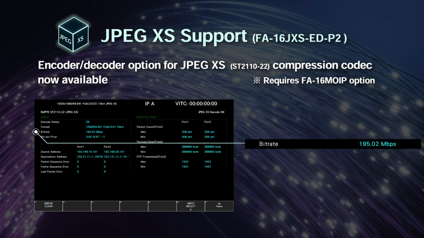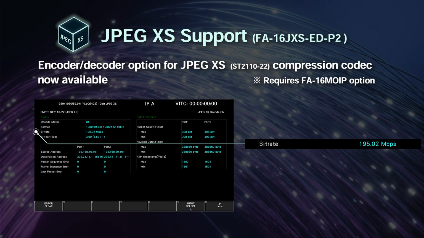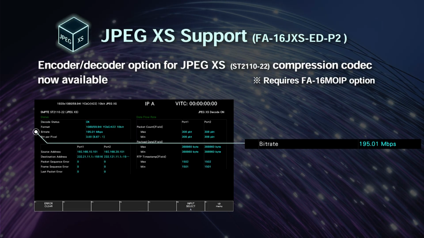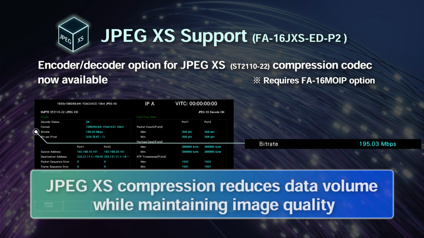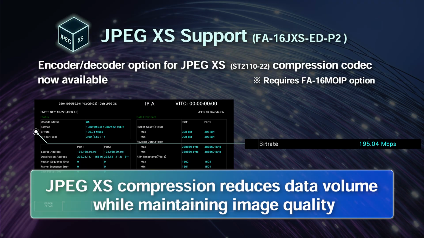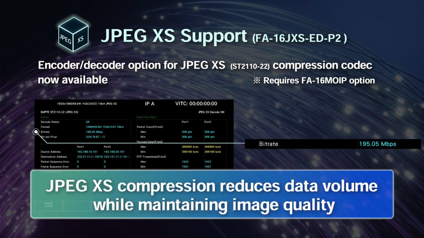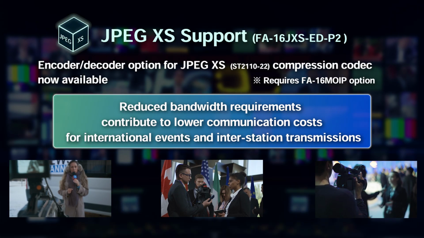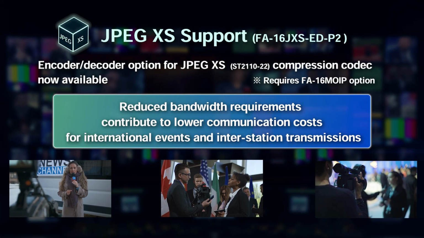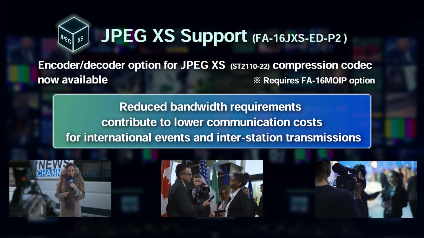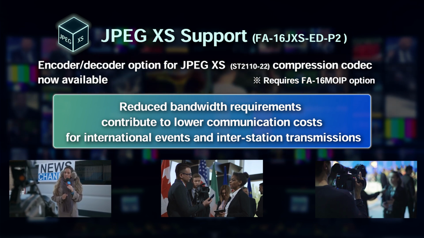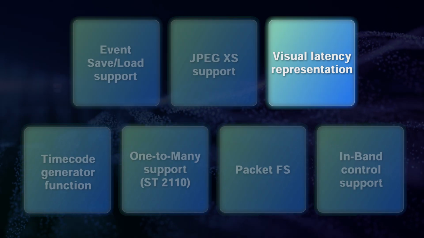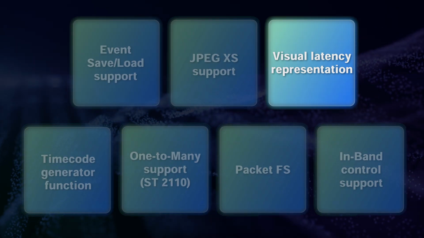JPEG XS is a standard for broadcast and professional video specifically designed to transmit high-quality video with low latency and high efficiency. This is how we can reduce data volume while maintaining image quality. Since the bandwidth required for video transmission is reduced, it helps lower communication costs for international event broadcasting and interstation transmission. Video latency is now represented visually.